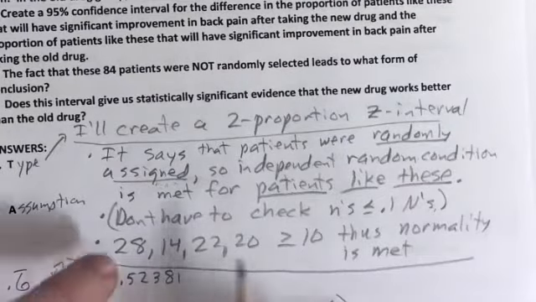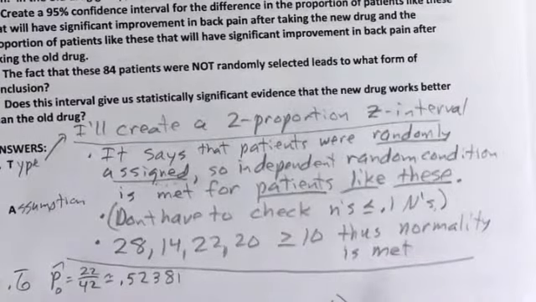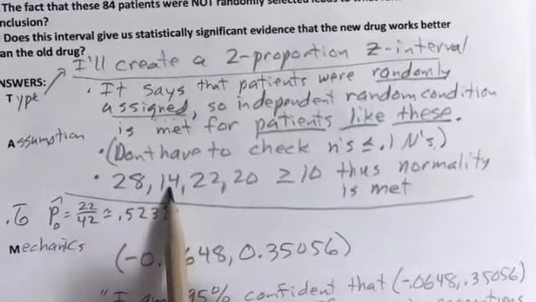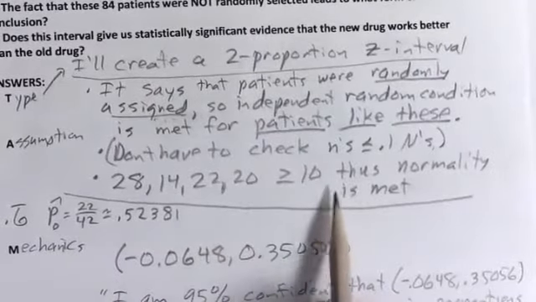Anyway, so you don't have to check that one when you don't have random selection. And then lastly, the other condition is still the same. Our N times P and N times 1 minus P for both the new drug group and the old drug group have to be greater than 10, and they are.